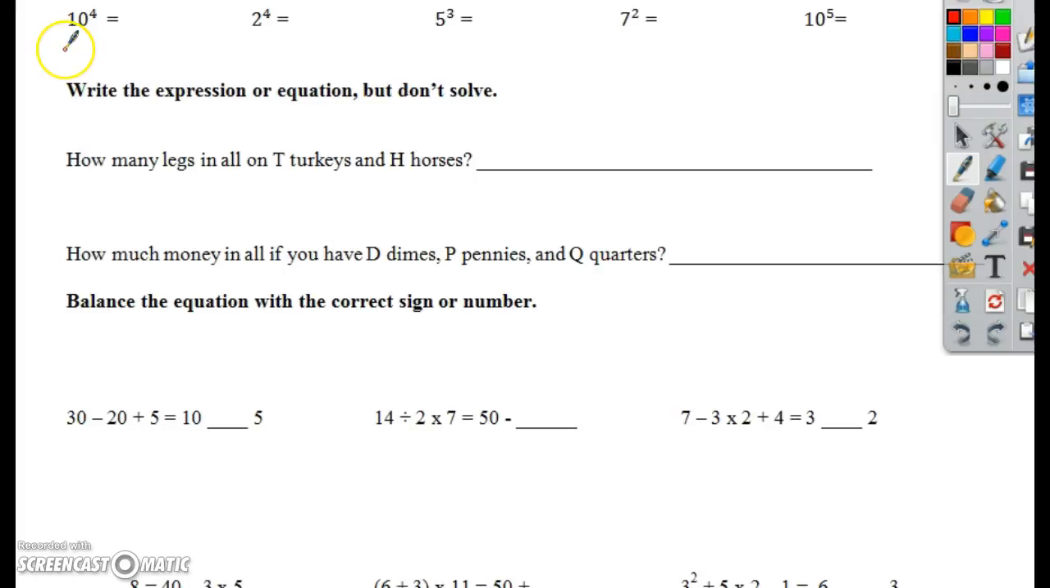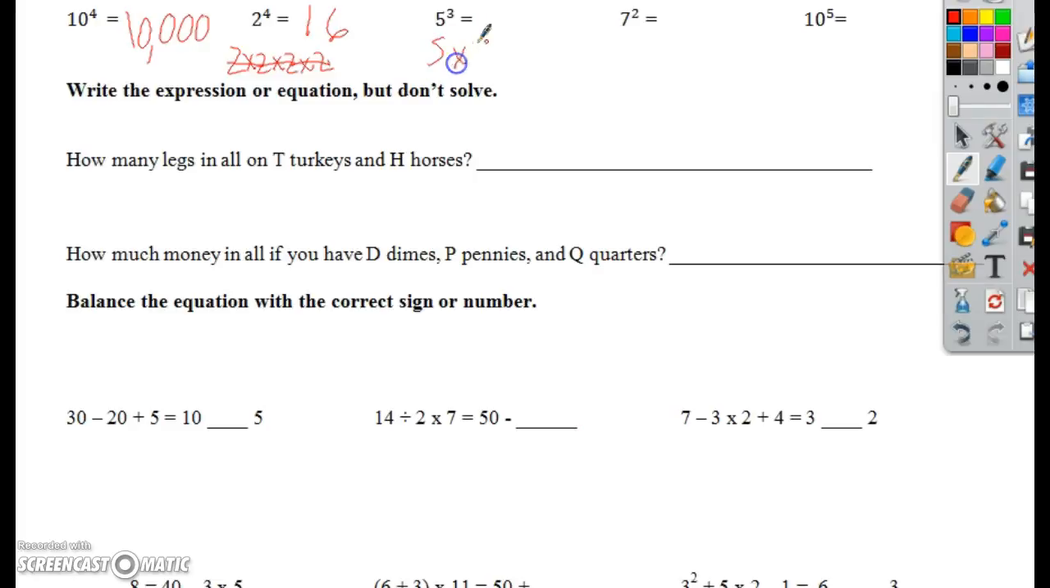10 to the fourth means I'm going to be doing 10 times 10 times 10 times 10, which means if I just look at this real carefully, I'm going to have a 1 with 4 zeros, which would be 10,000. 2 to the fourth is 2 times 2 times 2 times 2. 2 times 2 is 4, times 2 is 8, times 2 is 16.